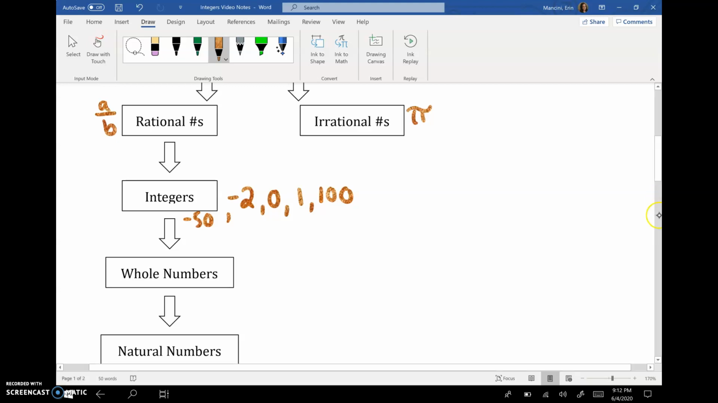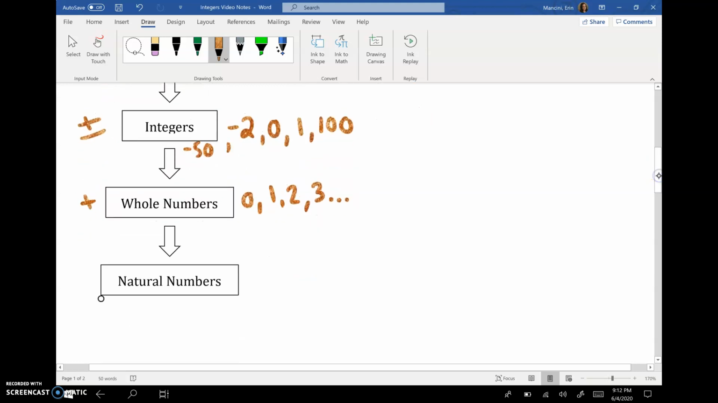Which then you can be even more specific and just talk about whole numbers. Where integers include positives and negatives, whole numbers are only positive numbers, including 0. So it'd be 0, 1, 2, 3, on and on and on infinitely. So 100, 1,000, all whole numbers. And then natural numbers are whole numbers except 0. So 1, 2, 3, 4, etc., etc.